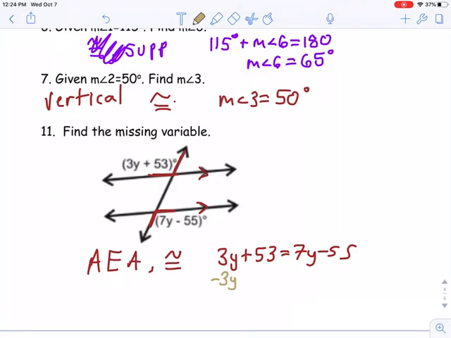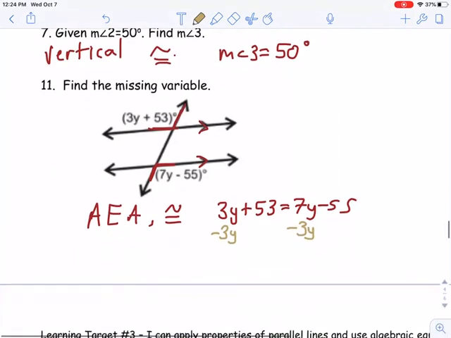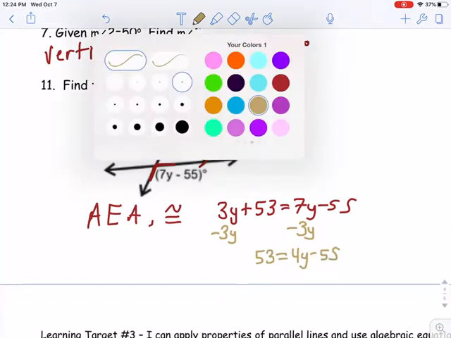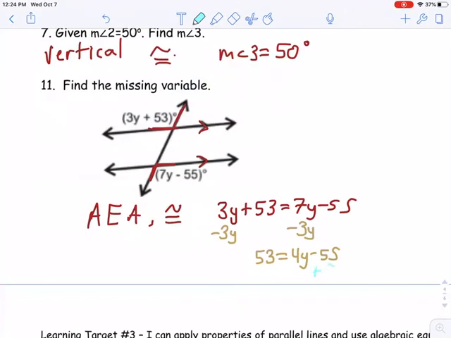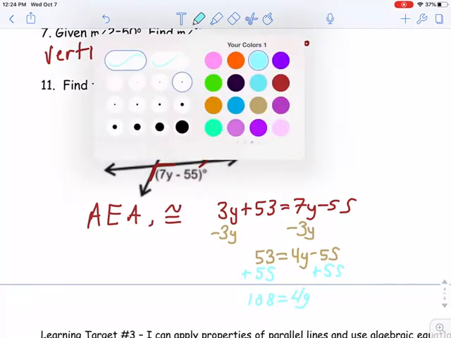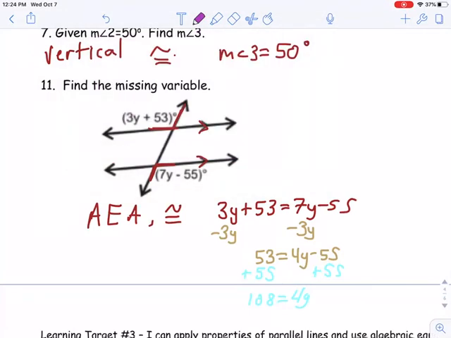Subtract 3y from both sides. I'm going to get 53 equals 4y minus 55. Plus 55 to both sides. I'm going to get 108 equals 4y. Divide both sides by 4. y equals 27. That's it. Found a missing variable.